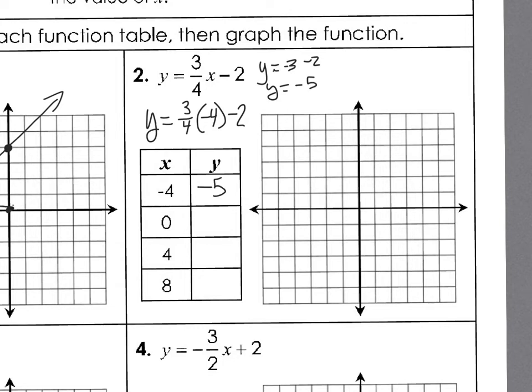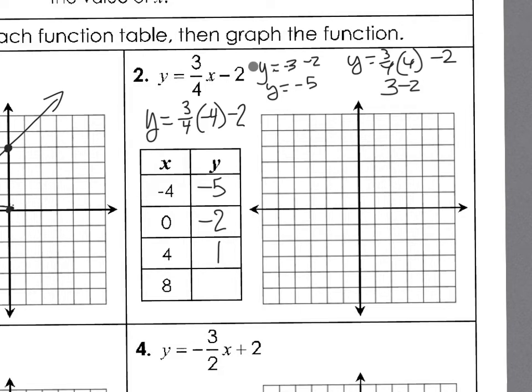Okay. All right, let's plug in 0 for x. 3/4 times 0 is 0 minus 2, so we'll have -2. And then if we plug in 3/4 times 4 minus 2, then we're going to have 3 minus 2, which is 1.